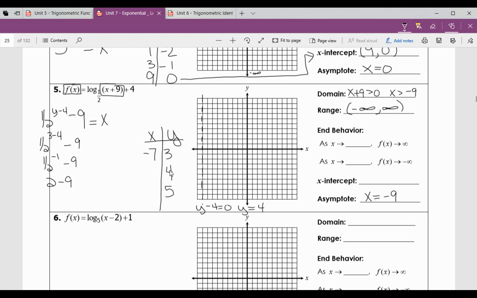I'm going to plug in 4. So that would be 1/2 to the 4 minus 4 power minus 9. 4 minus 4 is 0, so 1/2 to the 0 power minus 9. Anything to the 0 power is a 1, so 1 minus 9 is -8.